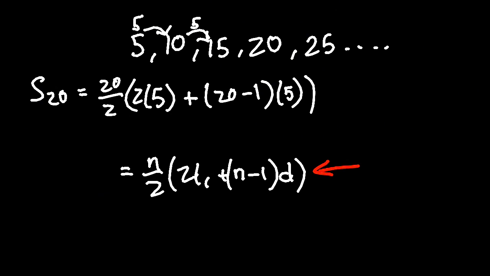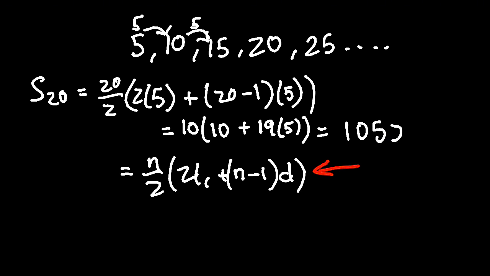So now we get 10 times 10 plus 19 times 5, which is, if you put that into your calculator, 10 plus 19 times 5 times 10 is 1050. So that's the sum of the first 20 terms using this formula.